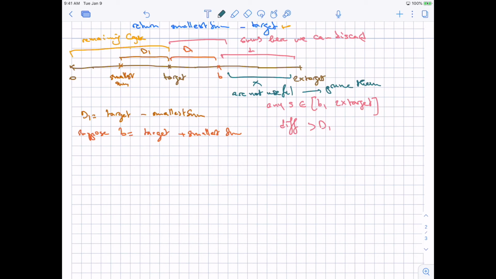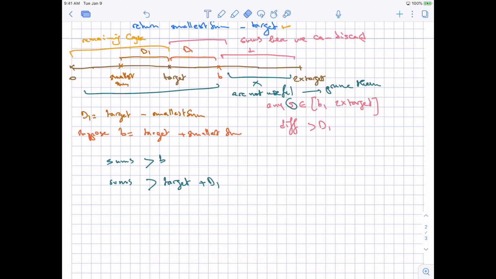So what are these S values that are between this? So these sums are bigger than this here, than B, okay? And so what that means is that these sums here are bigger than target plus D1, right? Are bigger than target plus D1.